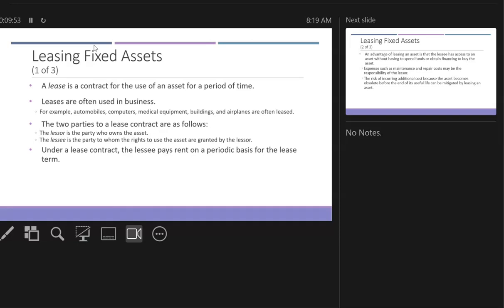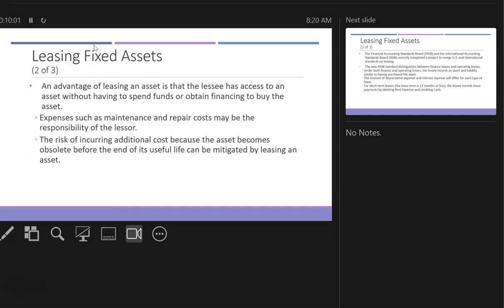There are types of assets that, even though it shows on paper you're technically not buying it, you're basically going to be using it for greater than 90% of its useful life, which we call a capital asset. I don't think we're getting into it yet. But know that leasing an asset, you have access to the asset, but you're not necessarily purchasing it. Expenses such as maintenance and repair costs are ultimately the responsibility of the lessor.